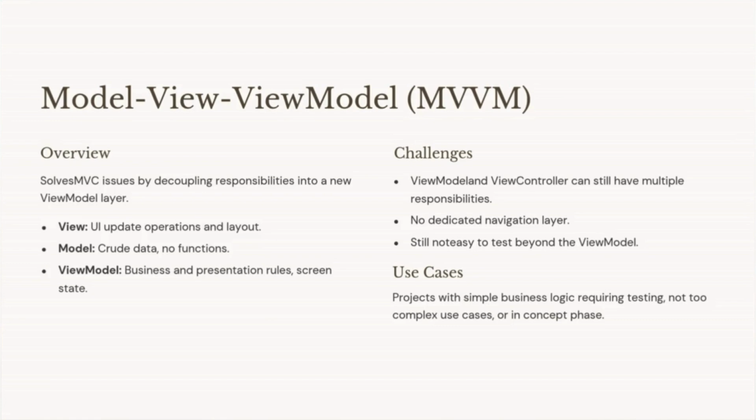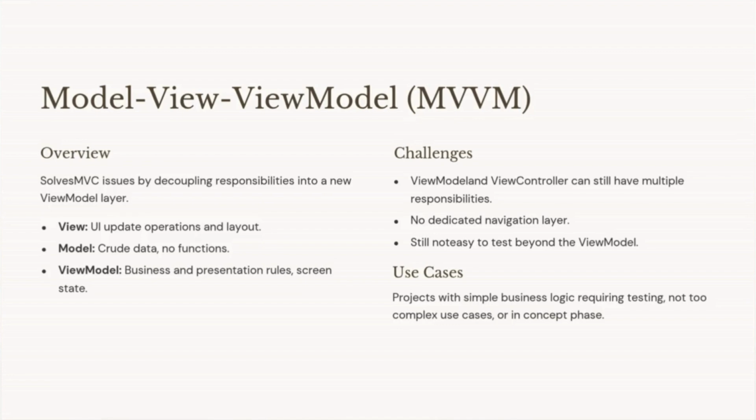So we have a model, a view, and a view model. Now the view encompasses both the view and view controller from the MVC. It's only a place to make the UI update operations and layout. Then the model is just crude data. There is no function in this layer, just a kind of memory for the state of the objects. And finally, the view model. This is responsible for both business and presentation rules.